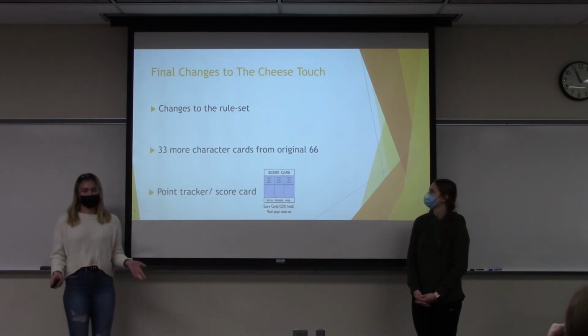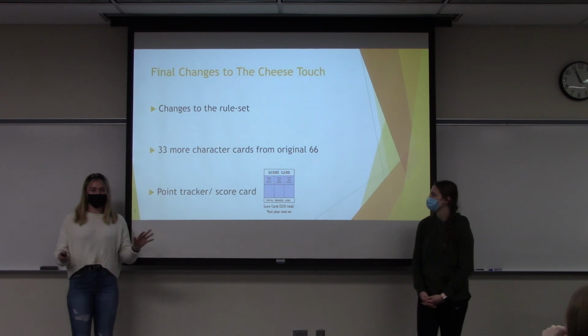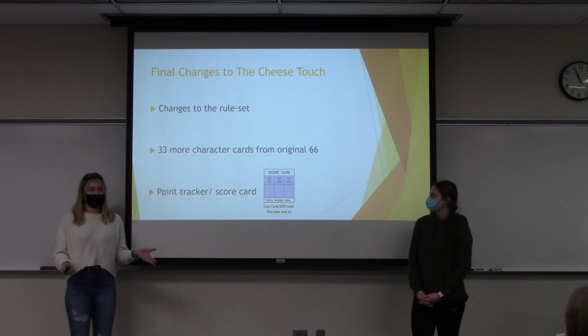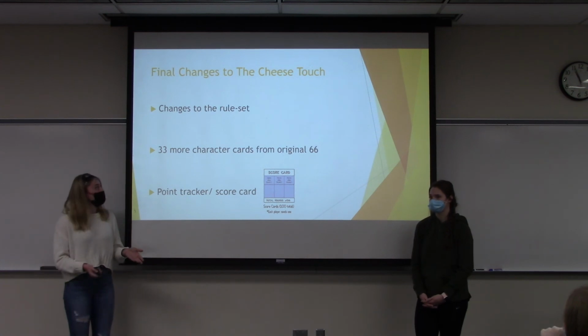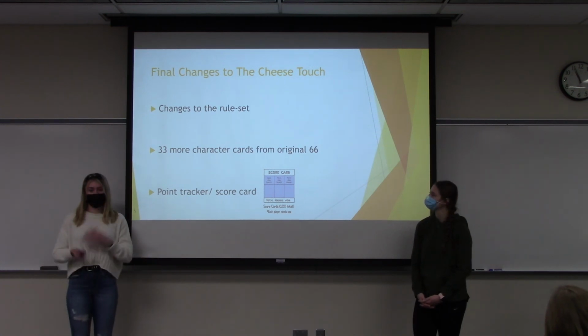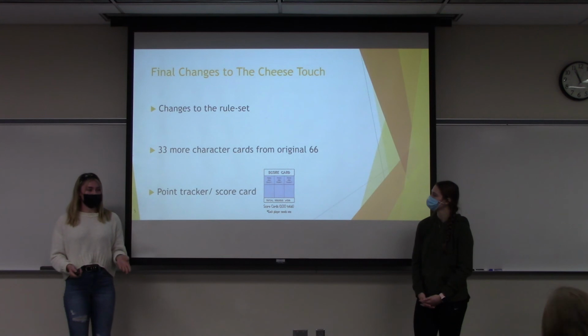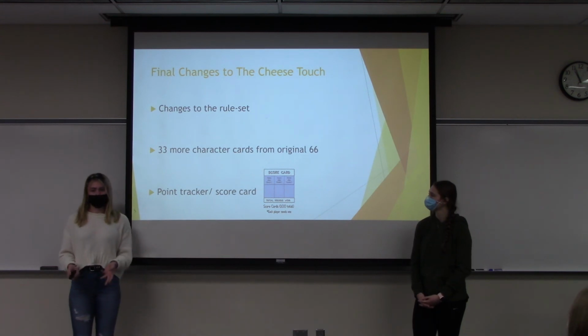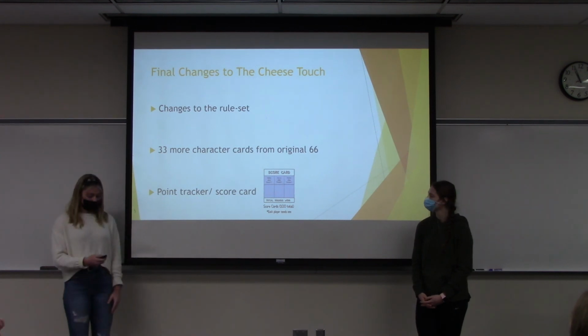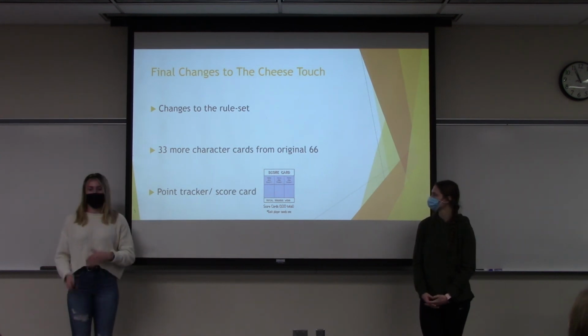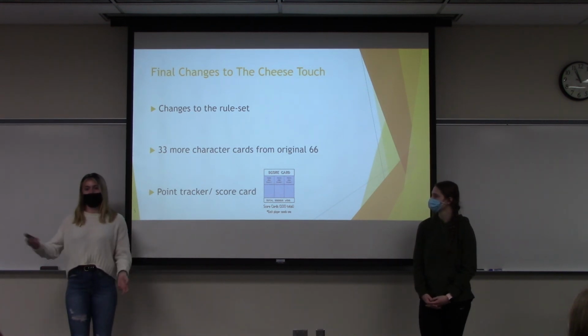So we made some changes to the rule set itself and made it extra clear by bolding it and saying when the round was over, and the round was over whenever all the cheese touch tokens were given out, as well as the game was over after 3 rounds were played. We also added 33 more character cards so that less action cards would be played, causing it to be a little less chaotic throughout gameplay. And we also added this point tracker card so that at the end of the round, everyone can tally up their points and keep track so they don't have to remember, oh, I had this many points after the 3rd round.